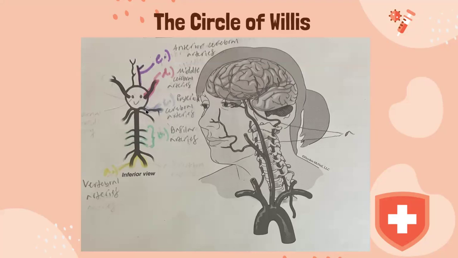Then we have the posterior cerebral arteries. These are like the arms of the person. Up here, the ears of the person are your middle cerebral arteries. And finally, up at the top, the little antenna-like projections are your anterior cerebral arteries. These last three arteries are nice because they go in chronological order from back to front: posterior, middle, anterior. So that's everything for the circle of Willis.